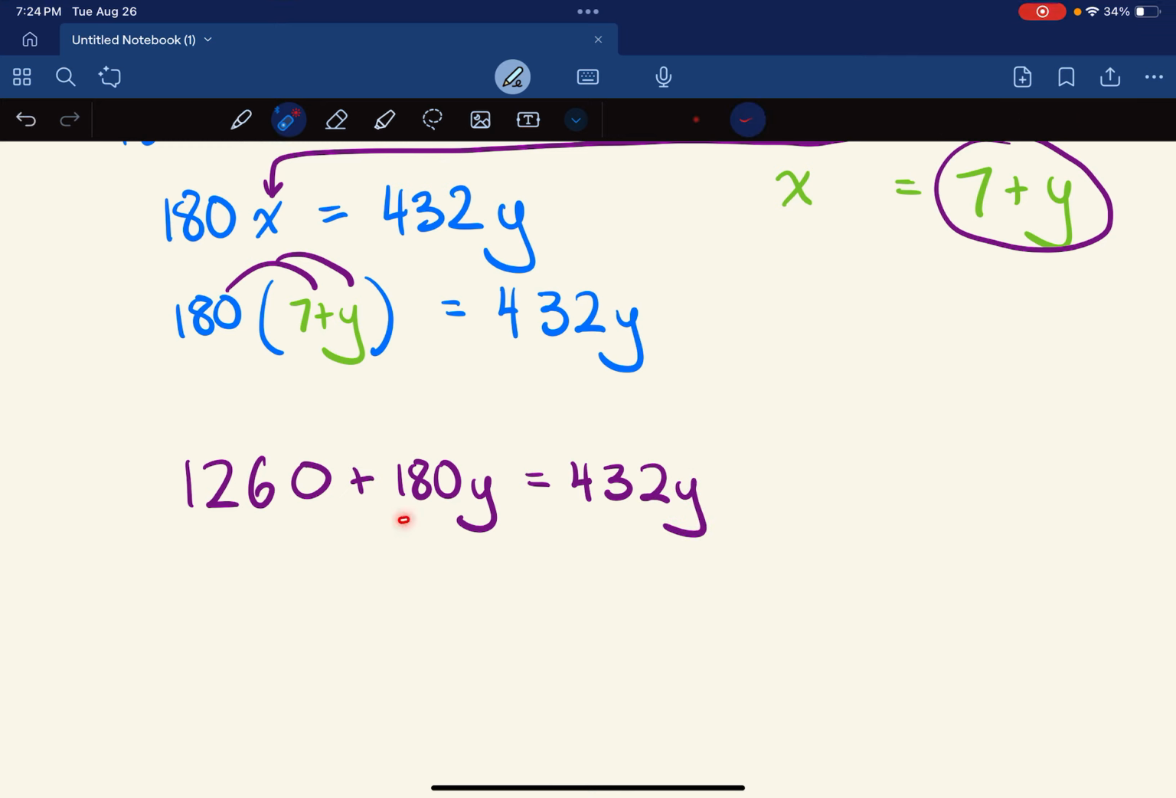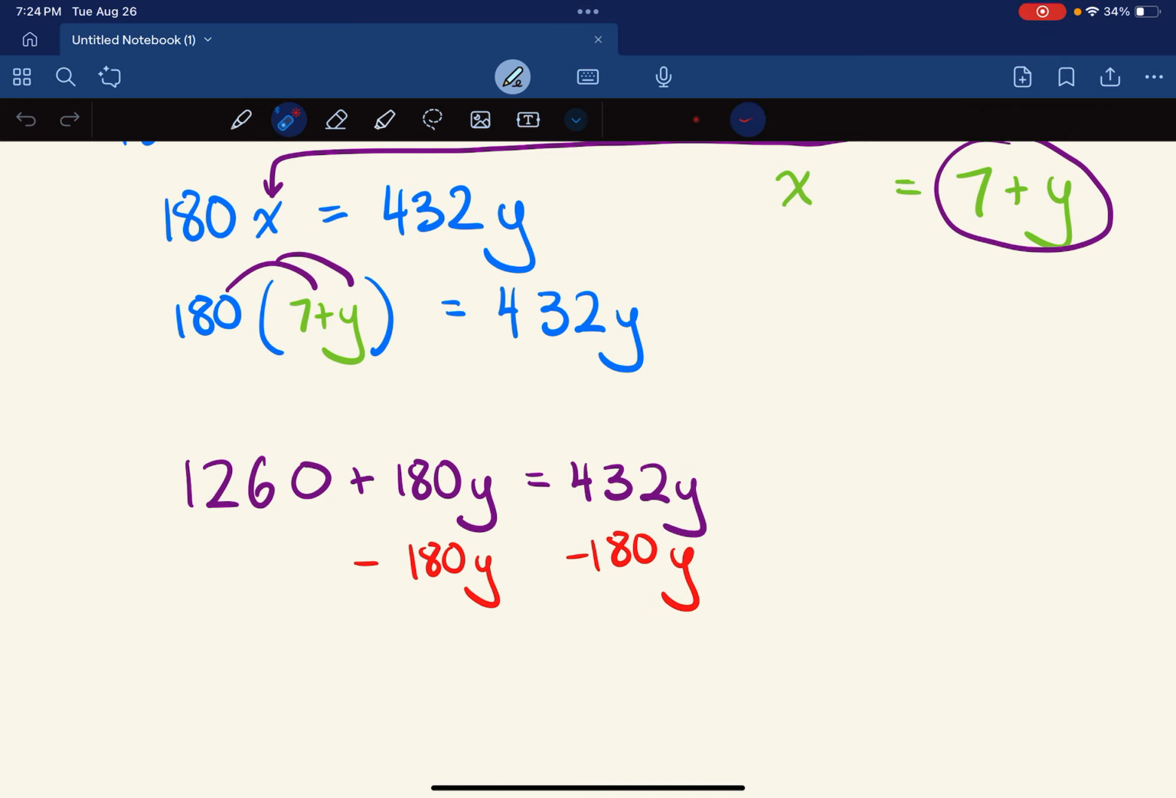And I'm noticing that I have variables on the left and on the right, but constants only on the left. So if constants are already on the left, let's move all the variables to the other side, to the right. Let's move the 180y over. I don't know what color I'm going to do here, minus 180y on both sides, minus 180y.